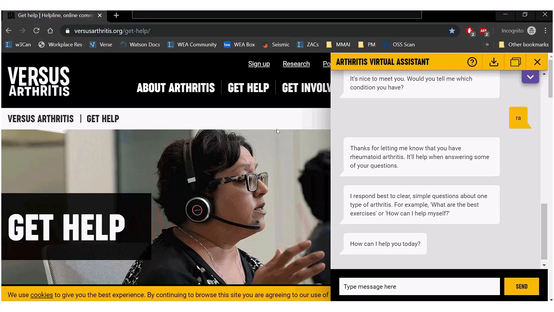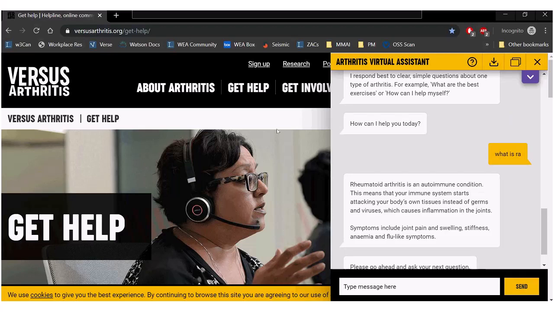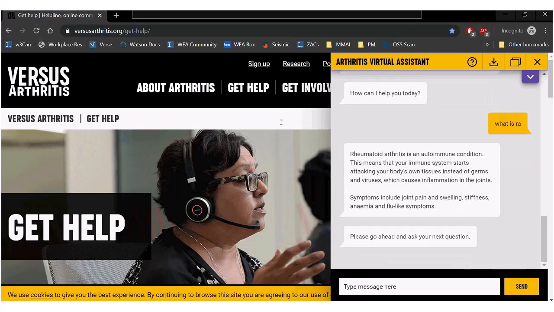So now that it knows that I have rheumatoid arthritis, it's going to ask me a question. So, I may say, what is RA? I don't necessarily have to type rheumatoid arthritis ever. And it'll give me a definition for what that is. And then I may say something like, what are the treatment options?